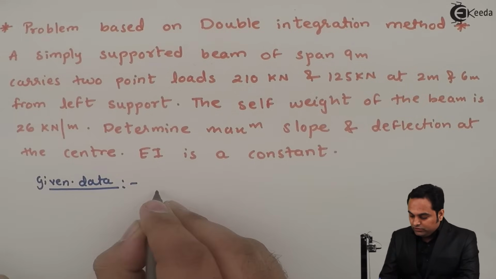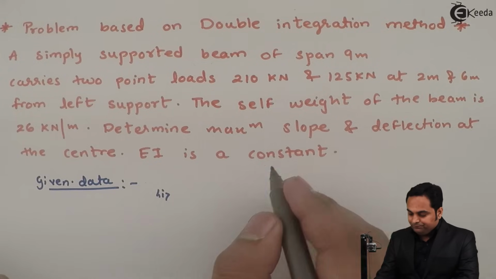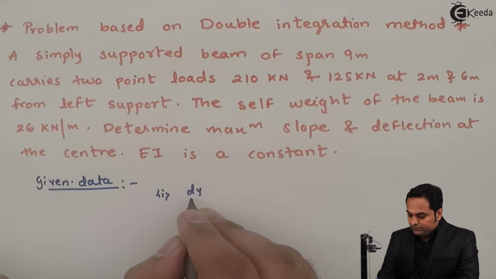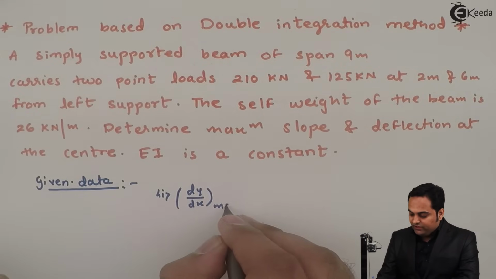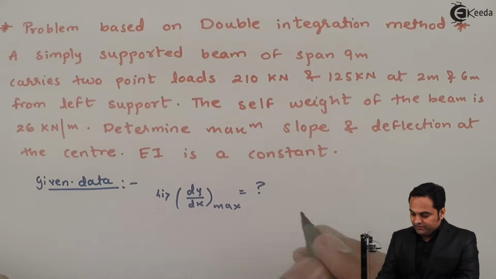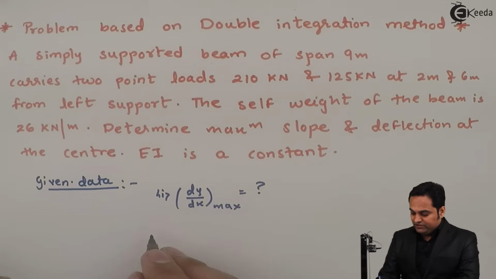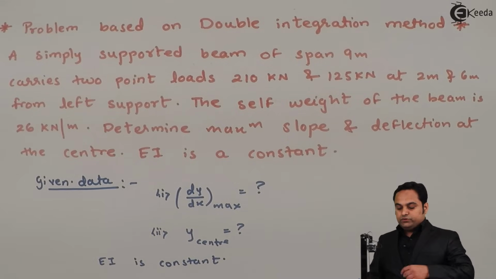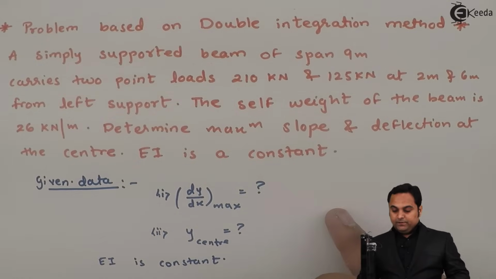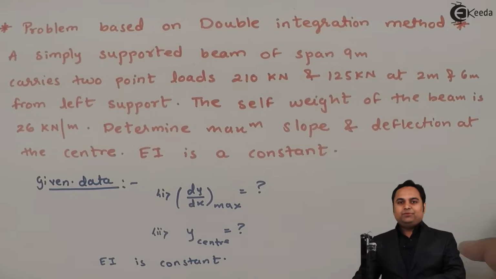we have to find out the maximum slope. Maximum slope is denoted by dy by dx. So we have to find out the maximum value of dy by dx. And deflection, it is denoted by y at the center, and it is given that EI is constant. So now with the data available, let us try to get the solution to this problem.